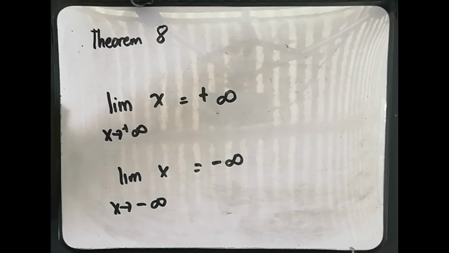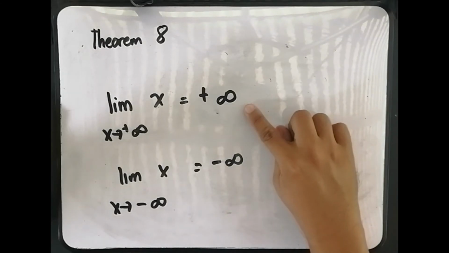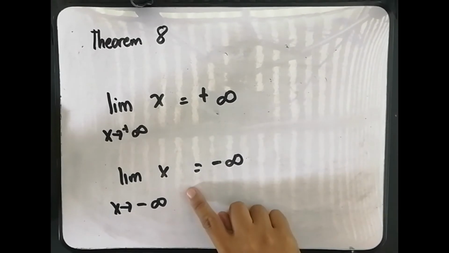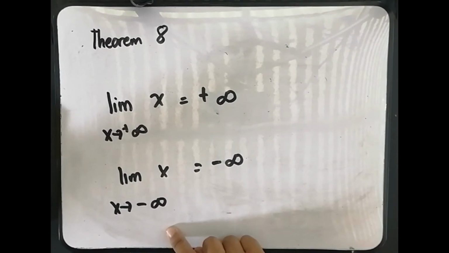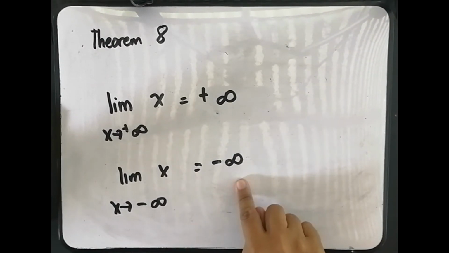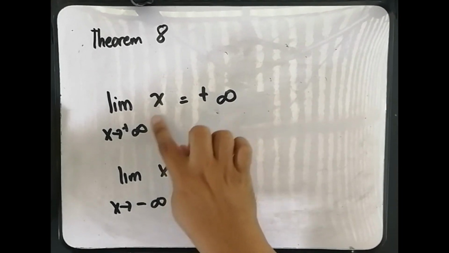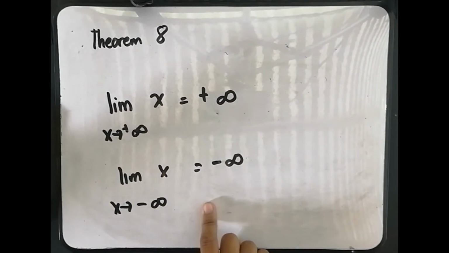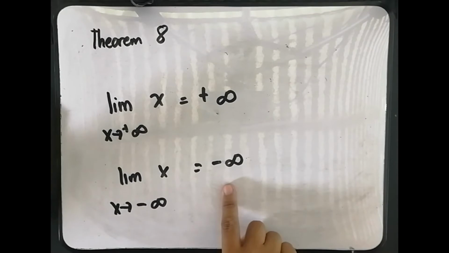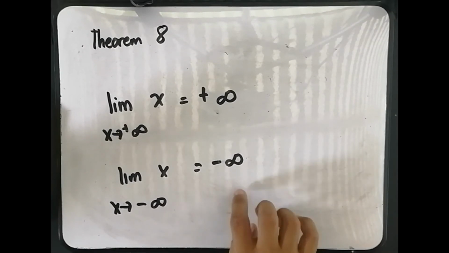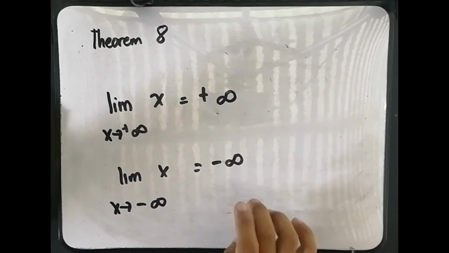Theorem 8 states that the limit of x as x approaches positive infinity is actually equal to positive infinity. And the limit of x as x approaches negative infinity is equal to negative infinity. So parang sinasubstitute lang natin yung value ni positive or negative infinity. This is very important kapag nag-evaluate na tayo ng limits of functions.